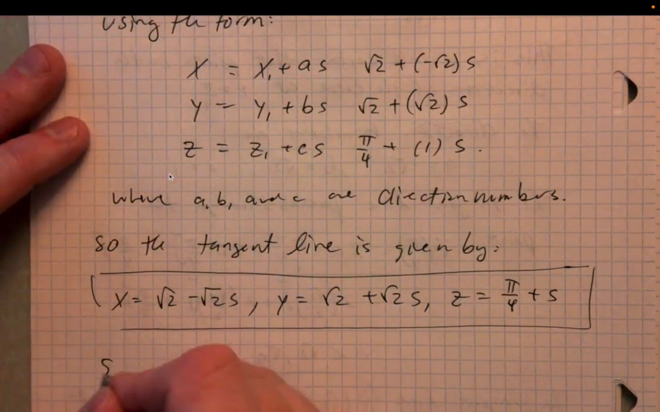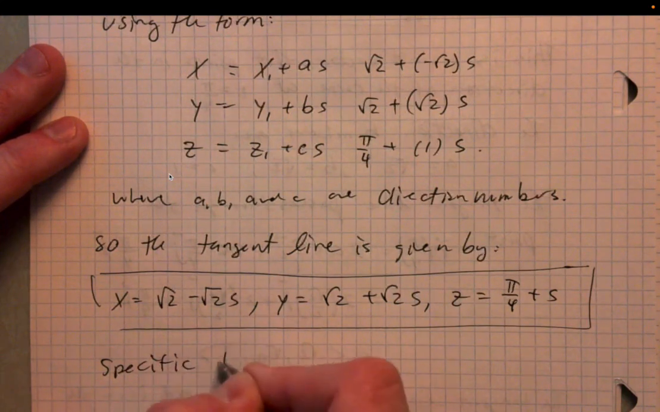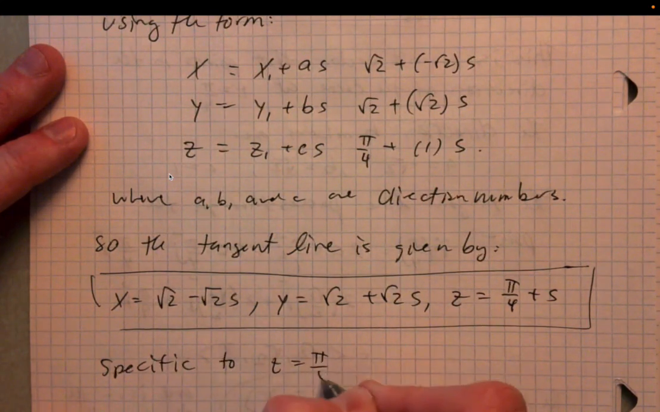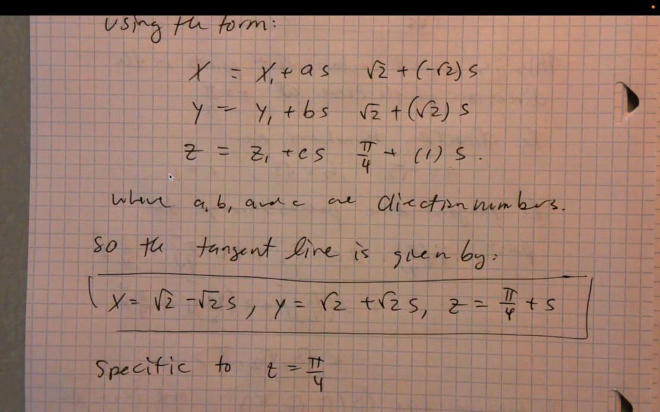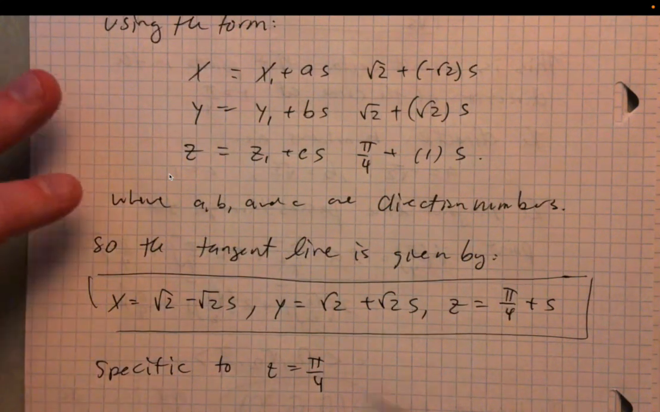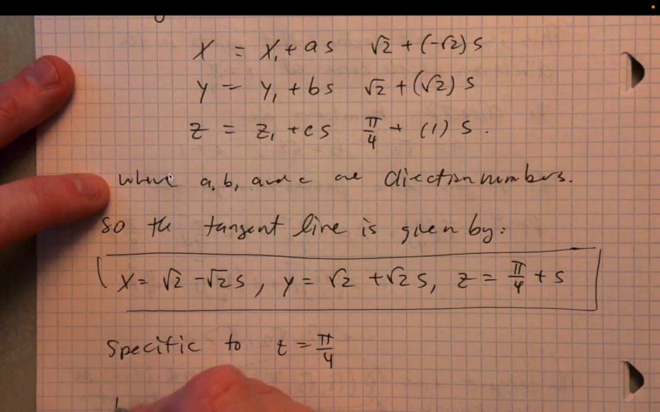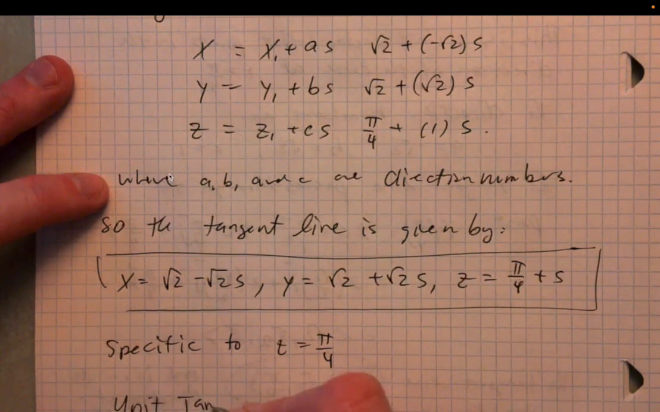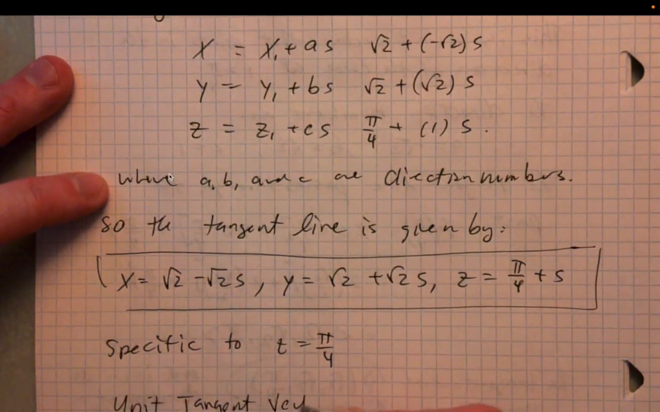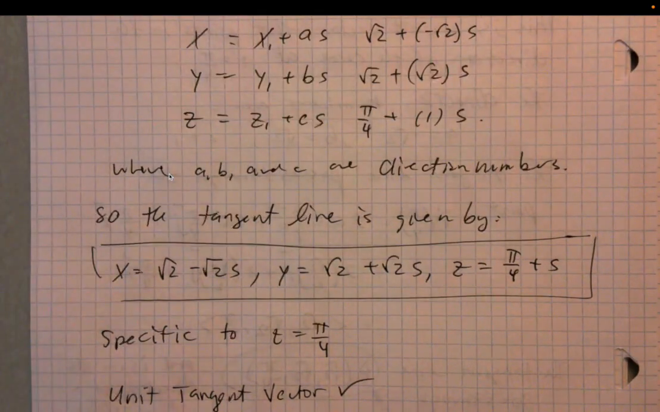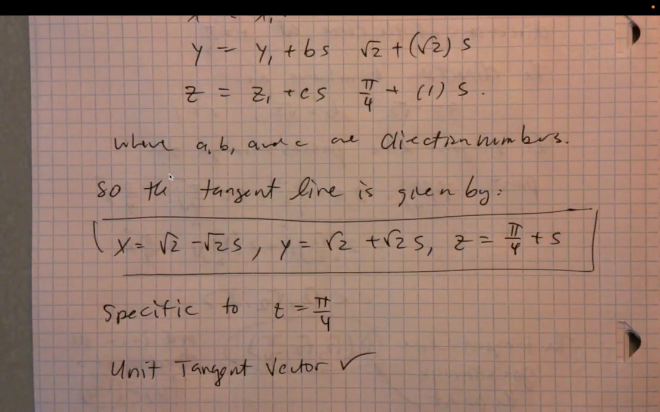And this is specific to t equals pi over 4, obviously. Okay, so that is the unit tangent vector. Okay, lots of other things you can do with this, but that's kind of an intro to it.